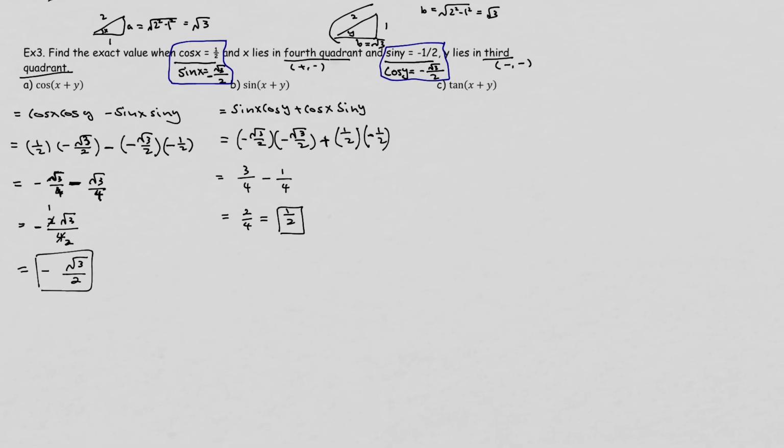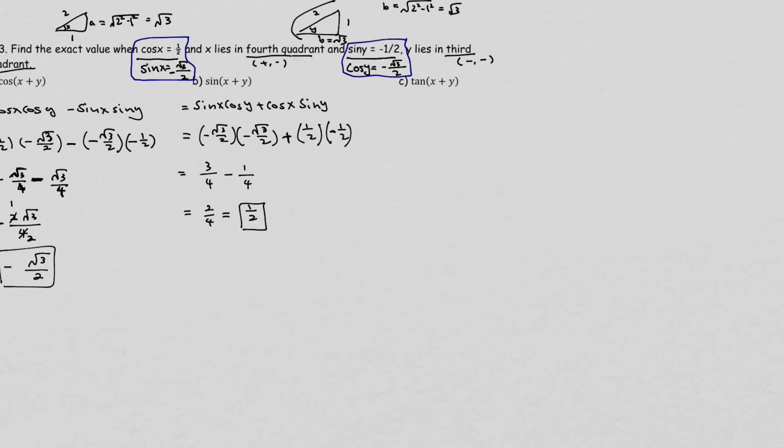Let's look at tangent this time, right? Go back to the formula, and we know the tangent addition, the sum of tangent. The formula is tangent x plus tangent y over 1 minus tangent x times tangent y. So we can find the tangent value also.